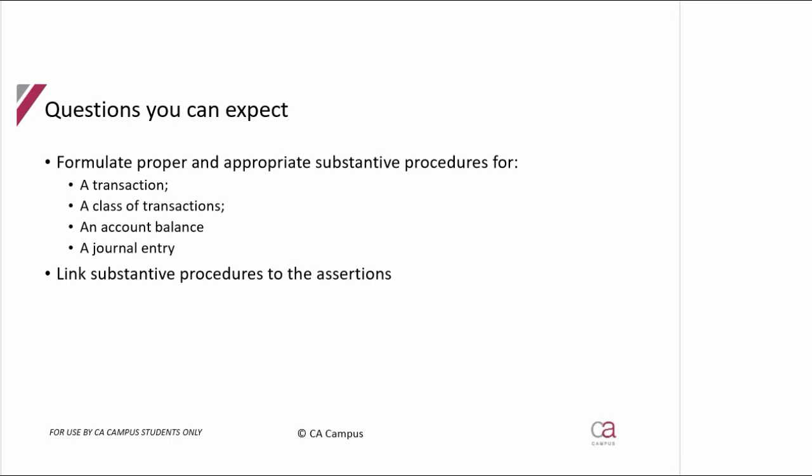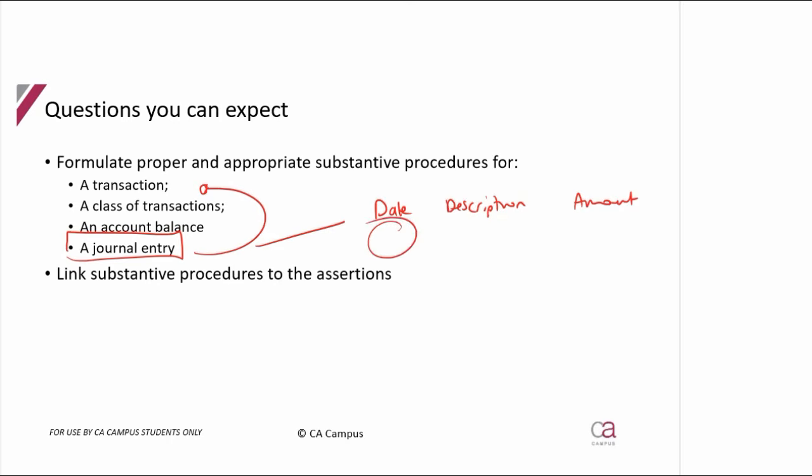Questions you guys can expect. Formulate substantive procedures for a class of transaction, a transaction, an account balance, a journal entry. And guys, a journal entry is going to be very similar to an individual transaction. It's just one entry. But what do you know about a journal entry? There's going to be the date, the description, and the amount. So I know I'm going to have to test the date, cutoff, description for classification, and the amount, valuation or accuracy, and go into the detail about testing those.